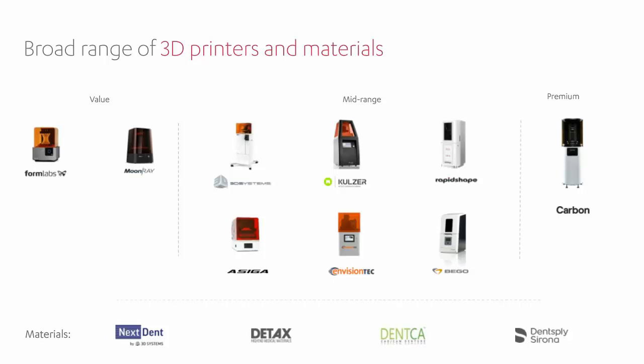We have a big DSO in the US that now bought 53 lab scanners and 8 Carbons, I believe it is, and is installing the lab scanners in the different clinics, and then has a centralized location for the Carbon printers. So we are already seeing the disruption coming now, and it's just about getting started.